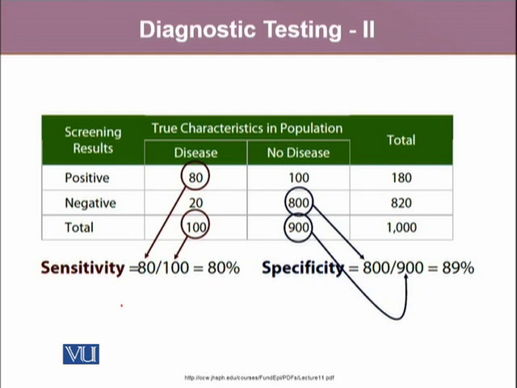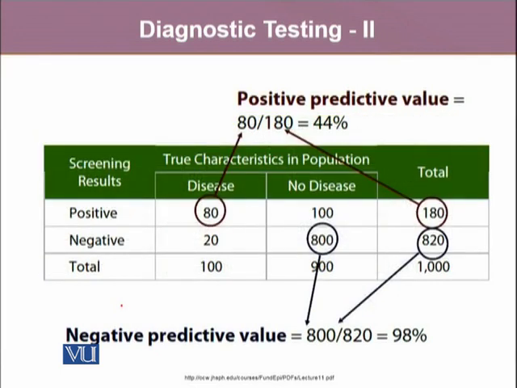Apparently, this looks like a good new test where sensitivity and specificity are pretty high. But there's more to it. Look at the positive predictive value and negative predictive value. We can notice that positive predictive value is 44% and negative predictive value is 98%. Those sensitivity, specificity, and negative predictive value for this new diagnostic test are pretty high, but positive predictive value for this test is pretty low.